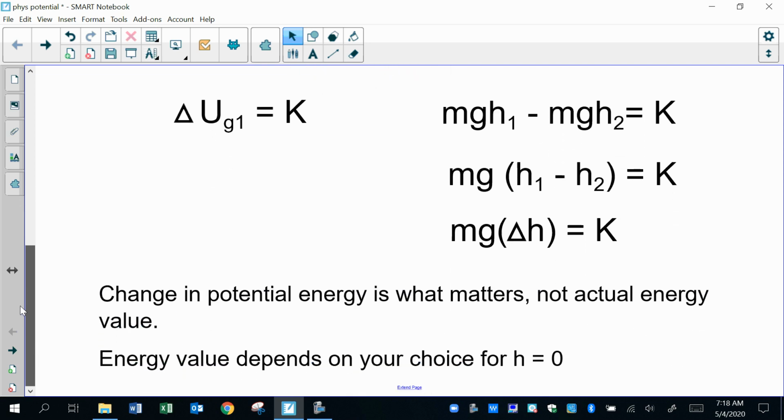So if I look at my final lines here, it's the change in potential. And what I should probably do is put that in italics. Change in potential is what matters, not the actual energy, because the actual energy depends on your choice for height 0. As I've told you from the start, you get to decide where 0 is. Pick something convenient. Now, what's the whole point of all this? The whole point of all this is that change matters, not actual value, but change.